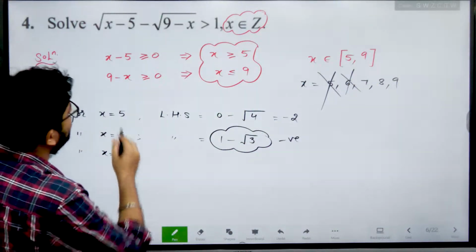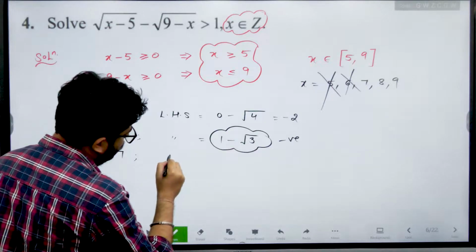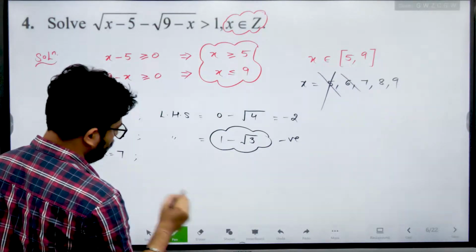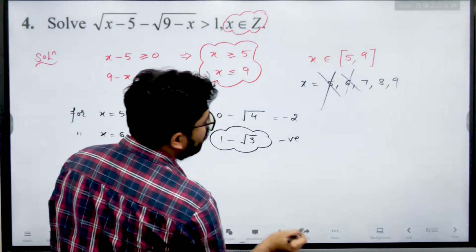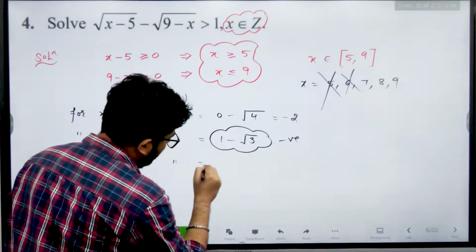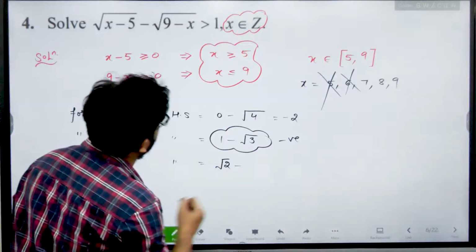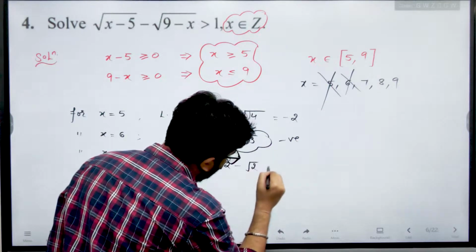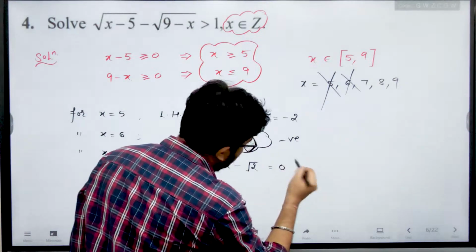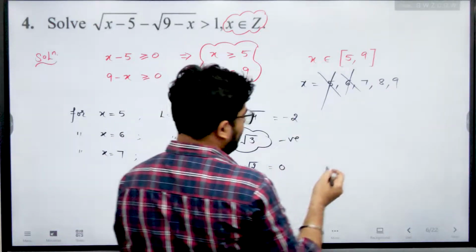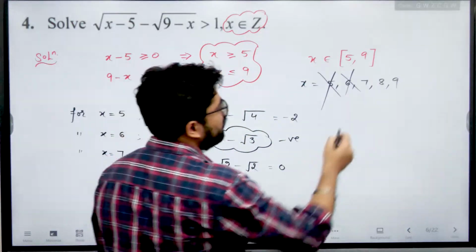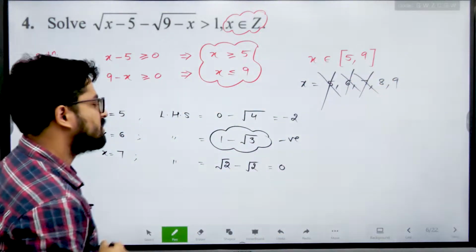For 7, this is root 7 minus 5, that's root 2. For left hand side it will be root 7 minus 5, that is root 2, minus root 9 minus 7, that is again root 2, which is equal to 0, and 0 is not greater than 1. So you cannot take x is equal to 7 also.